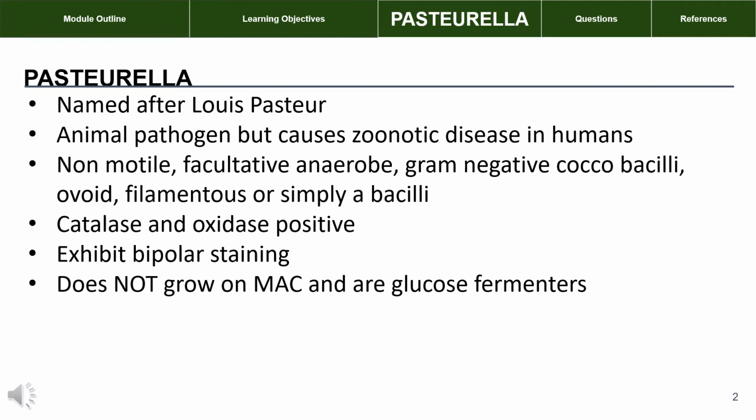It is non-motile. It is a facultative anaerobe and a gram-negative coccobacilli, ovoid, filamentous, or simply a bacilli. It is catalase and oxidase positive, and most importantly, it exhibits bipolar staining. One more thing is that it does not grow on MAC and is a glucose fermenter. Again, what you have to take note of here is that it exhibits bipolar staining.